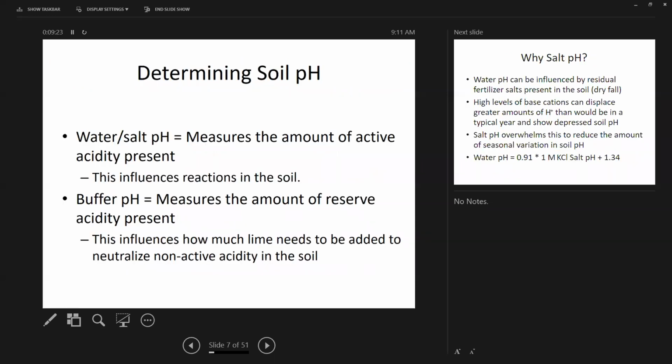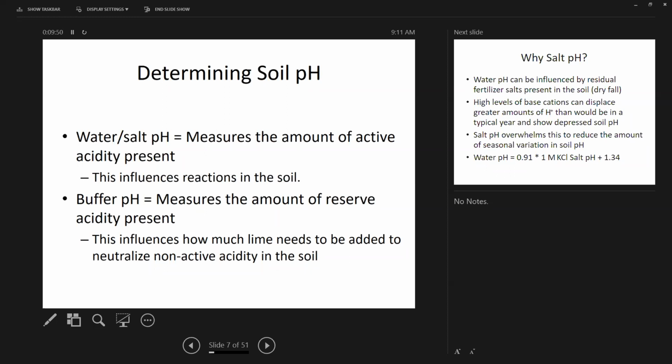So now we understand what can change it. So how do we determine soil pH? Soil pH is measuring the amount of active acidity present. We can do that with a water pH or a salt pH. And this is really just the immediate reaction. This is what is influencing the reactions in the soil. And I'll discuss water and salt pH a little bit more in detail in a minute.